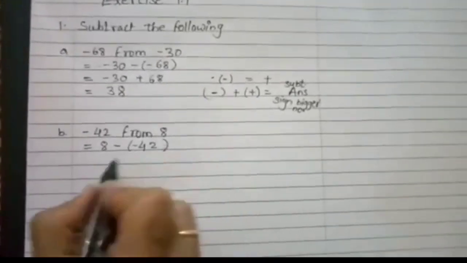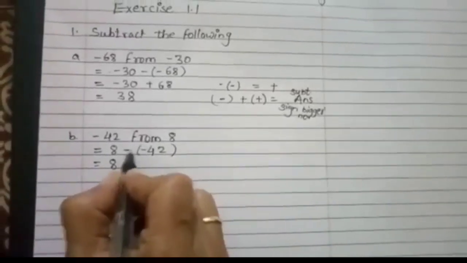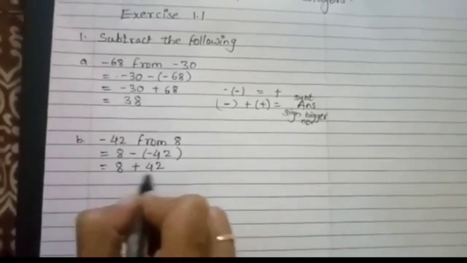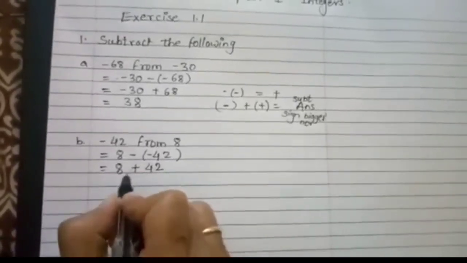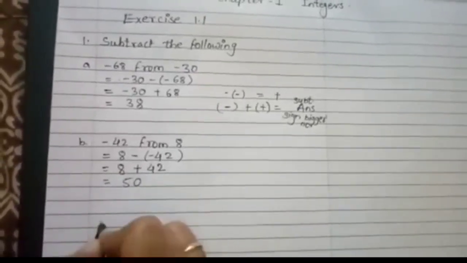Okay students, now 8, after opening this bracket, minus minus will become plus 42. Now take the addition. 42 plus 8, the answer is 50.